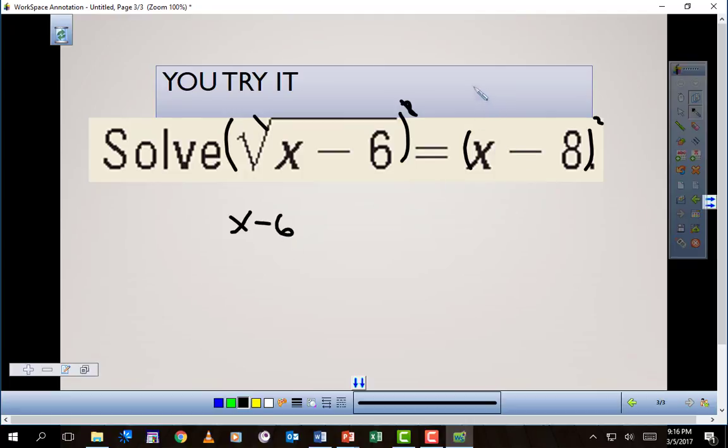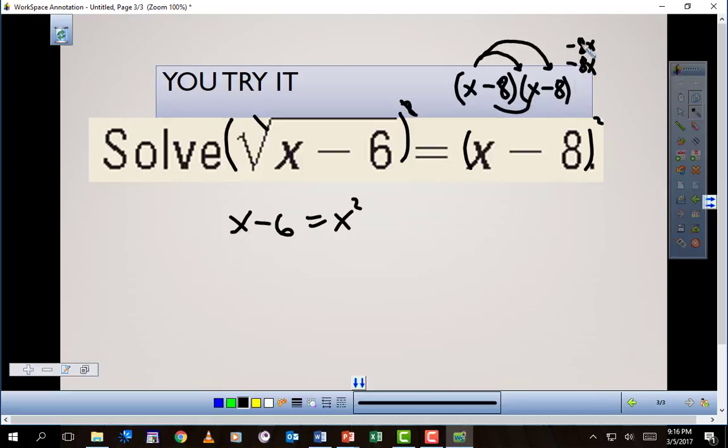And this one is going to be x minus 8 times x minus 8. And what's that going to give us? From the first product, we're going to get an x squared. The outer product is going to give us a negative 8x, and the inner product is going to give us negative 8x. So if we combine those two, we get a negative 16x. And then finally, last times last gives us a positive 64.